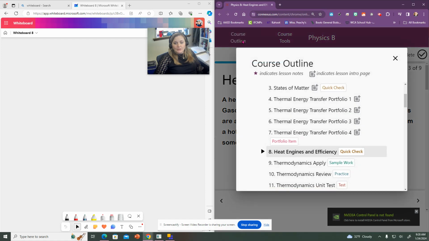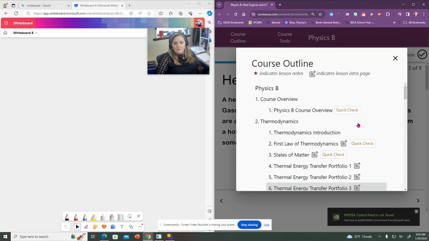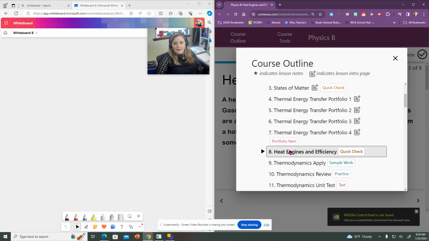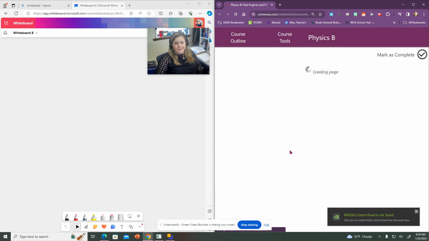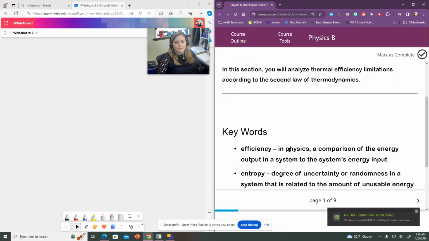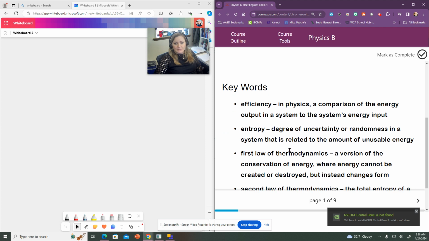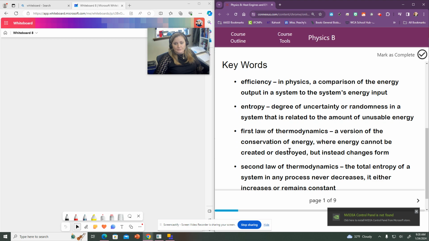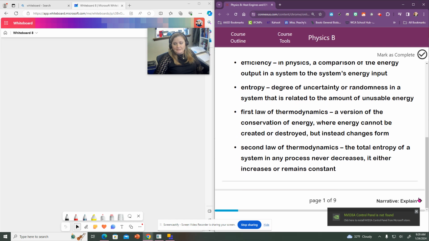We are currently looking at Unit 2, Lesson 8 on thermodynamics. This is heat engines and efficiency. So again, just trying to help you out a little bit with some of the math, some of the concepts so that you understand what's going on in the lesson. Key terms are efficiency, entropy, which we talked about in the last lesson, first law of thermodynamics and second law of thermodynamics.